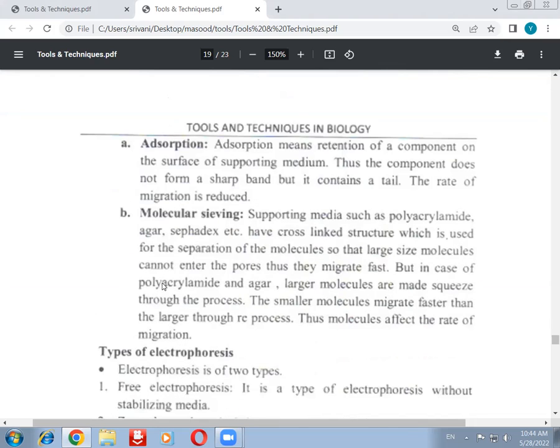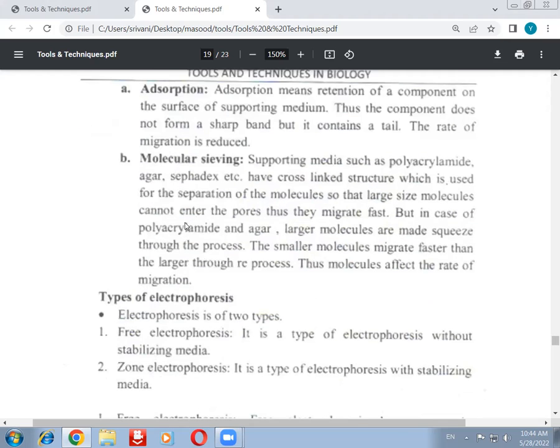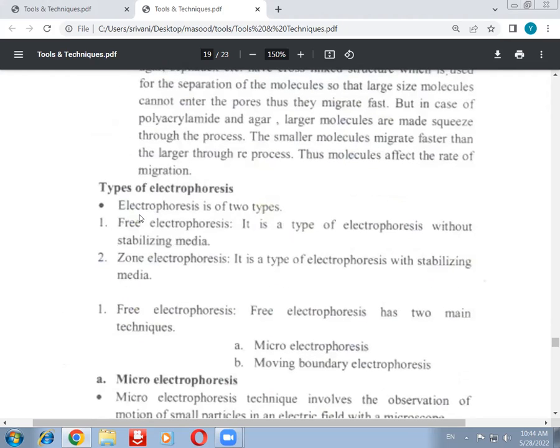Molecular sieving: supporting media such as polyacrylamide and agar. Agar we are using. Already you know what agar is. Agar is one of the chemicals we get from algae. In your botany, algae are there. Due to algae, we are collecting this agar substance. Types of electrophoresis.